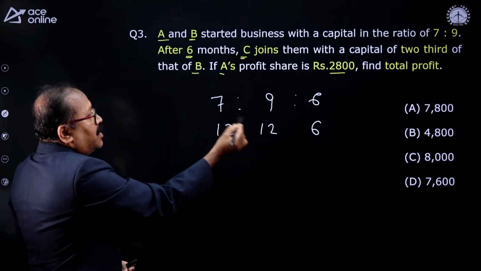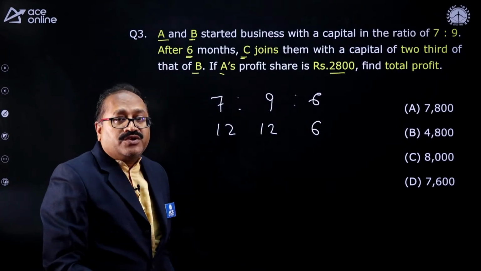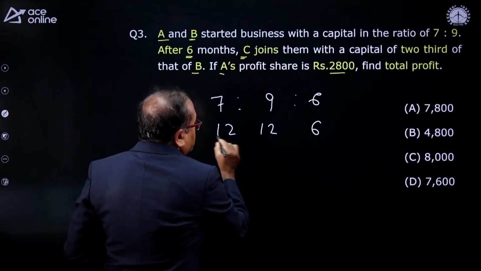Now, I'll be directly getting the profit, and A's profit is already given to us. Find out the total profit. So let's answer this question now. These are very simple questions.